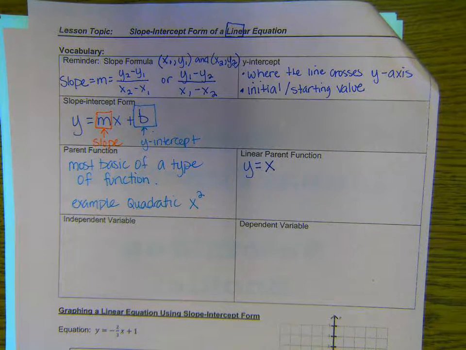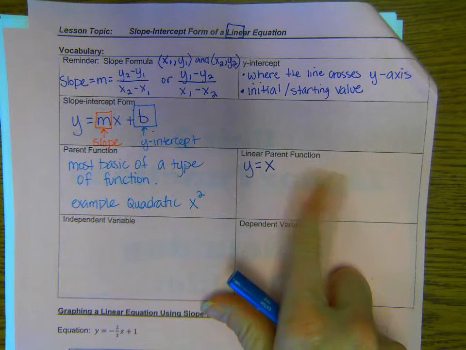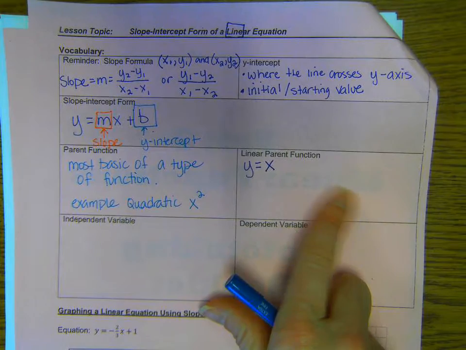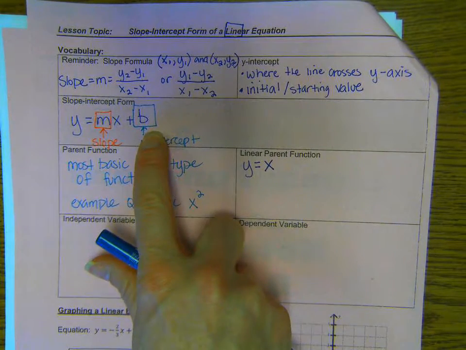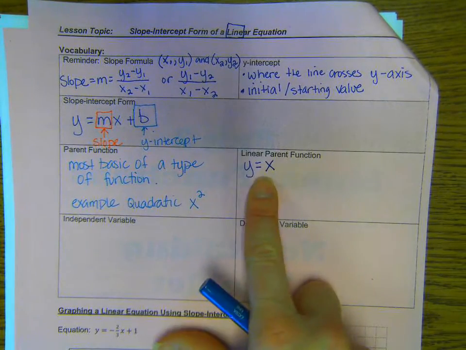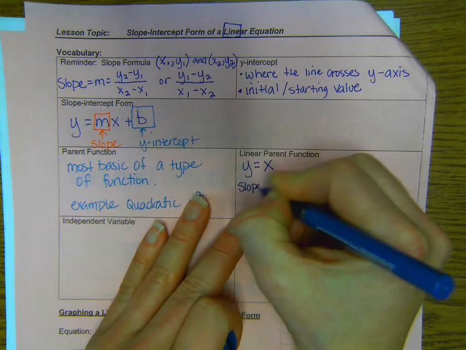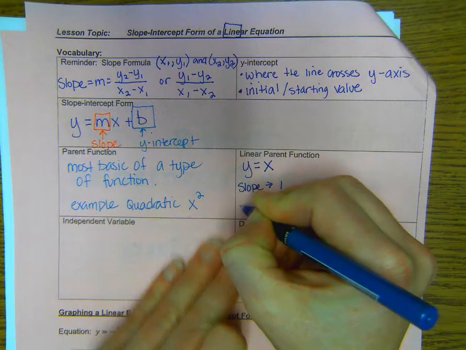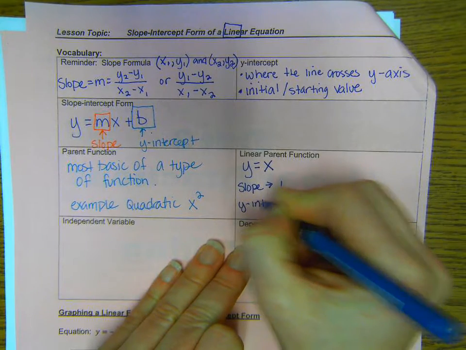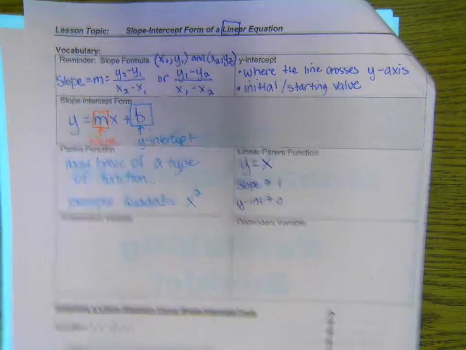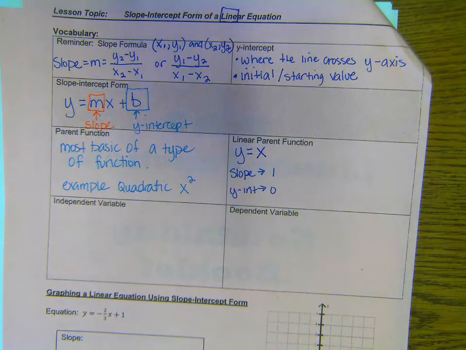The line y equals x, do you notice that there's no b behind it? Couldn't I write plus 0? So guess what the y-intercept is? 0. And there's nothing in front of x, but really what number is there? 1. Okay, so the most basic line has a slope of 1 and a y-intercept of 0. The line y equals x means every x coordinate is its y coordinate. So it goes through 1, comma 1, 2, comma 2, 3, comma 3. Is that making sense?